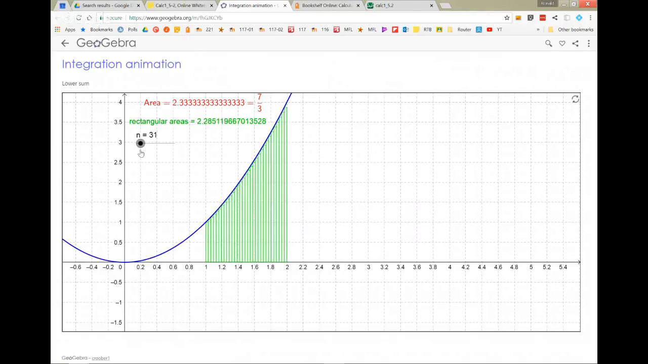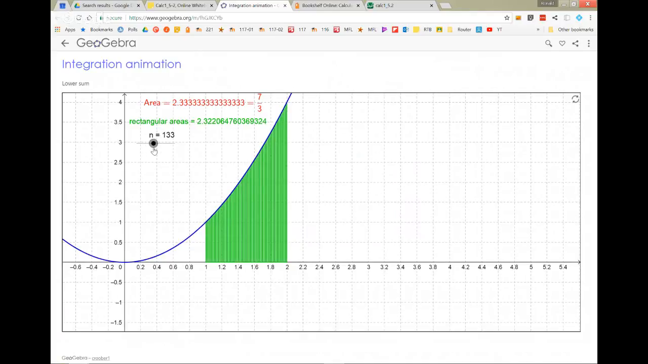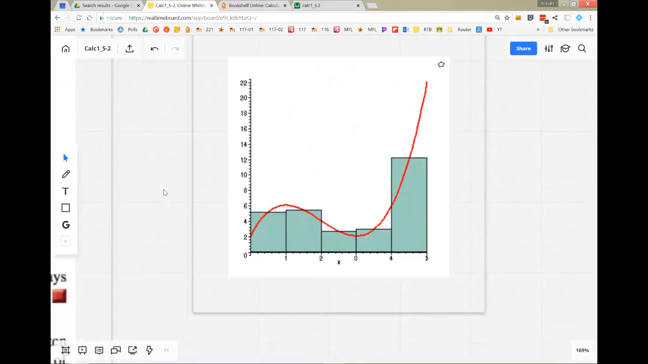So we're starting with these rather crude looking rectangles, which don't match all the way up to the curve. But as you take the limit as n approaches infinity, you can see, hey, we can actually get the area under that curve. So that's the concept we're looking at here.